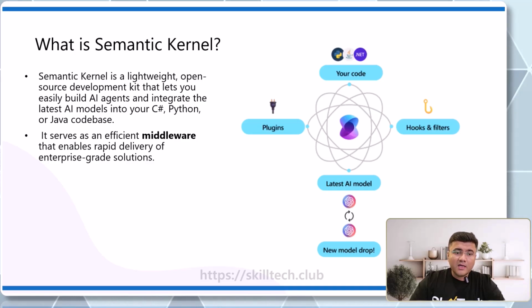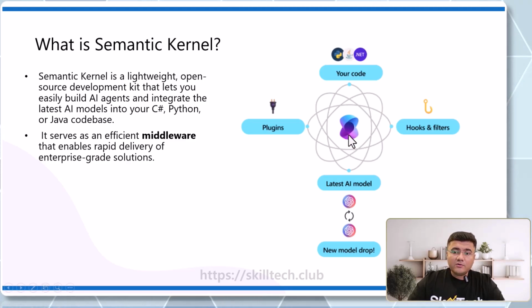If someone asks me what is semantic kernel, I always say that it's nothing but an efficient middleware. It always serves as an efficient middleware that enables rapid delivery of enterprise grade solutions. As you can see in this diagram, which I have taken from the official site of semantic kernel, this is the centralized part, which is your semantic kernel.